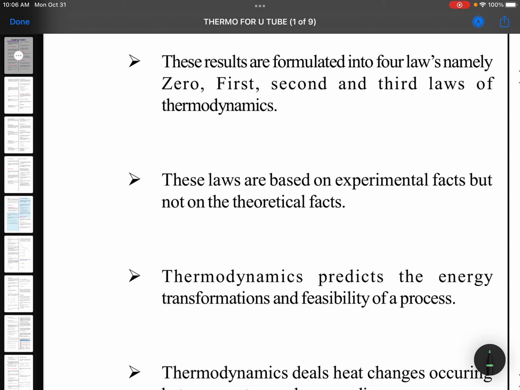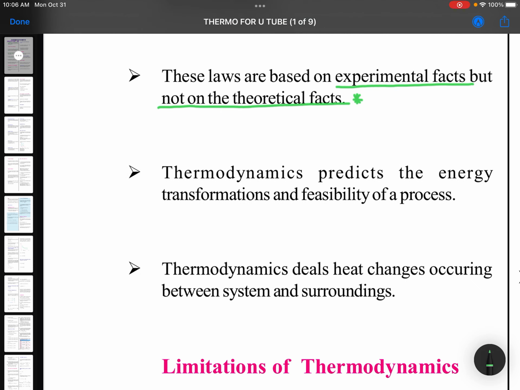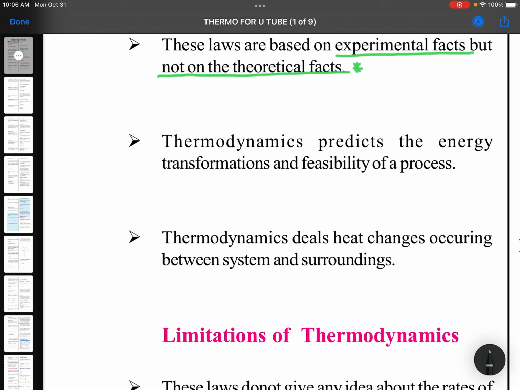These results are formulated into 4 laws, namely zeroth law, first law, second law, and third law. These laws are based on experimental facts but not on theoretical facts. This is the most important point. They are based on experimental facts but not on theoretical facts.